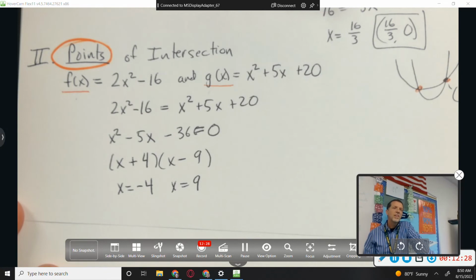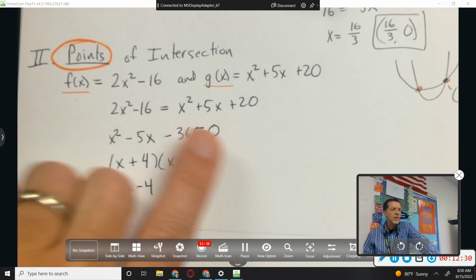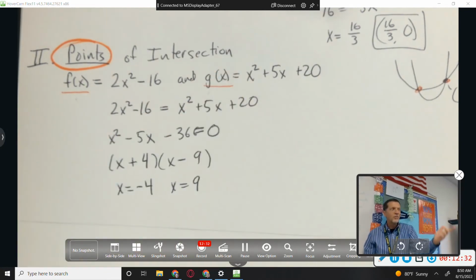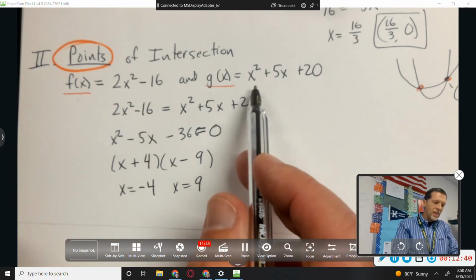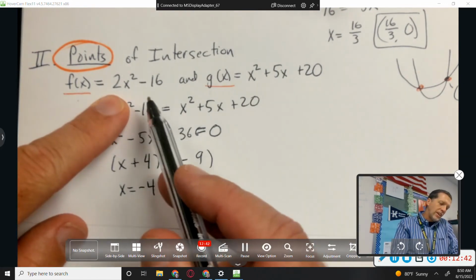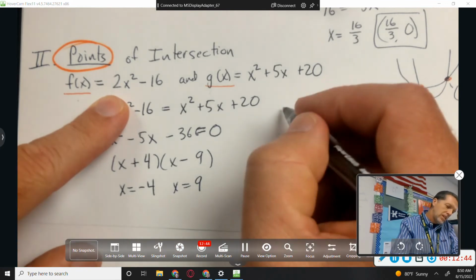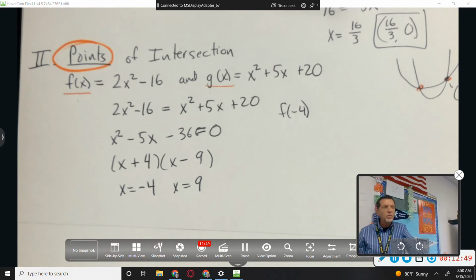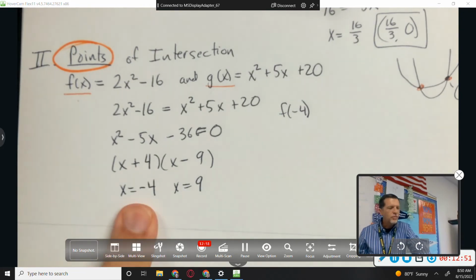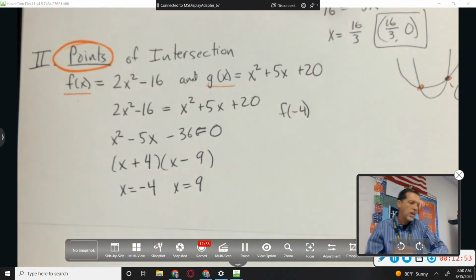Just plug them in. Plug it into f or plug it into g? Right, that's the best answer. It doesn't matter because they're supposed to give me the same thing. So pick whichever one you think is easier and plug it into that one. I think f of x looks easier than g of x, so I'll plug them into f. I suppose if you really wanted to check, you could plug negative 4 into both and make sure you got the same thing.